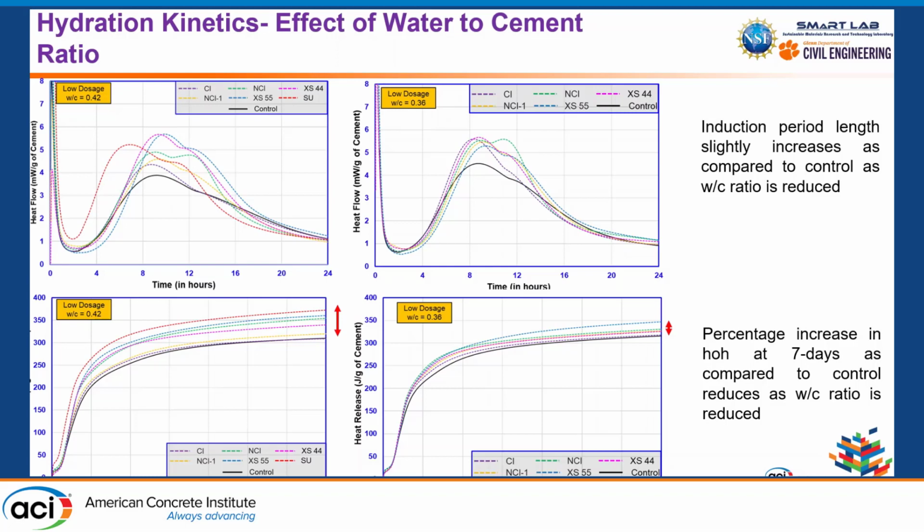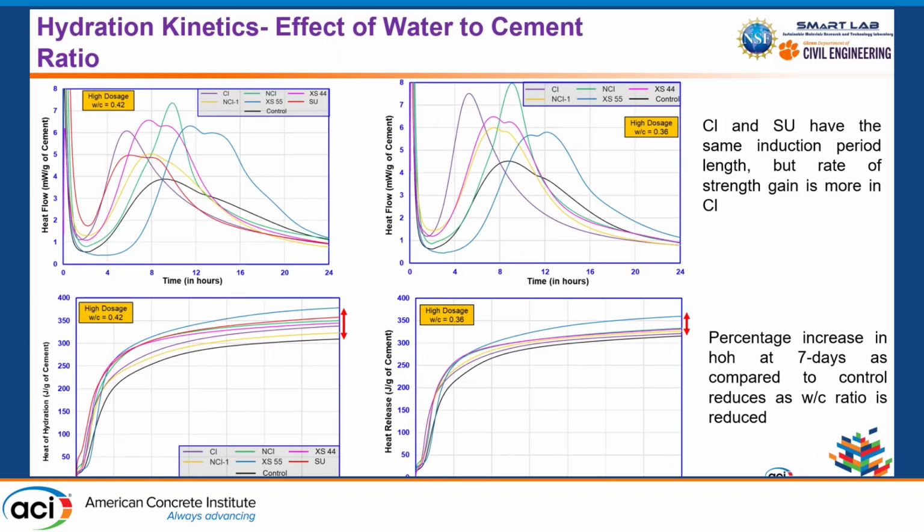Also at 0.42 water cement ratio, we have a very good delta between control and different admixtures. But once we go to 0.36, the efficacy of these admixtures at 7 days starts to reduce significantly, and only Exceed shows a significant increase as compared to control at 7 days.